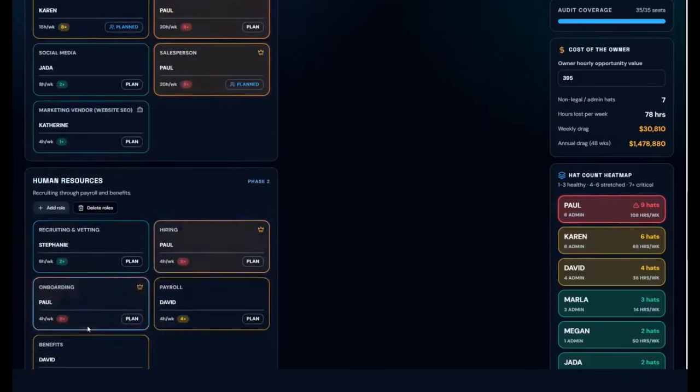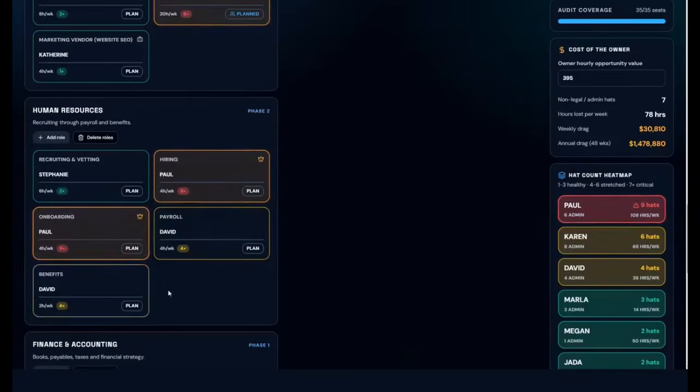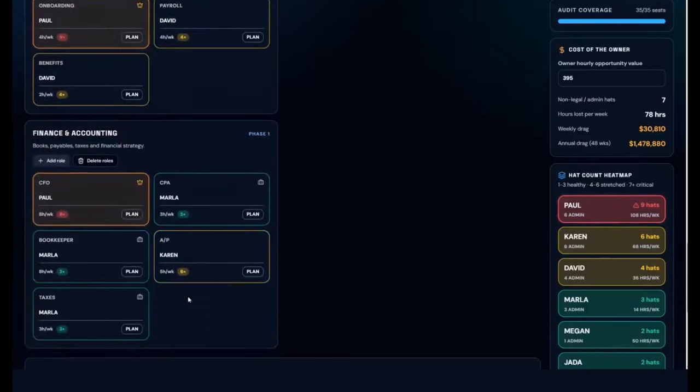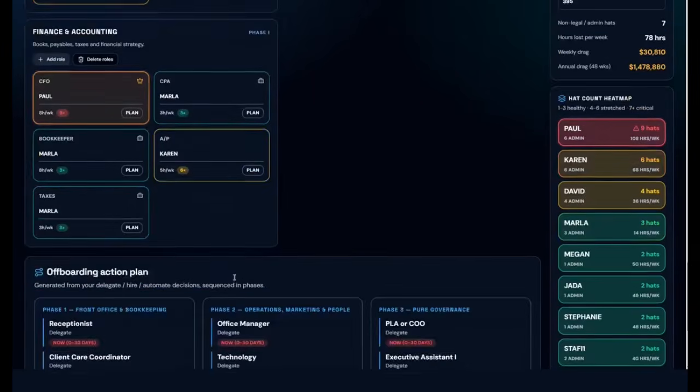As far as recruiting and hiring and onboarding and payroll and benefits, these are all probably right. As far as working as a CFO, Paul spends 8 hours doing that. Our CPA, Marla, is a vendor really, and her hours are her hours, but Karen spends 5 hours a week at least on accounts payable.